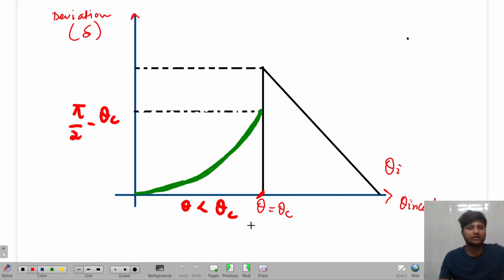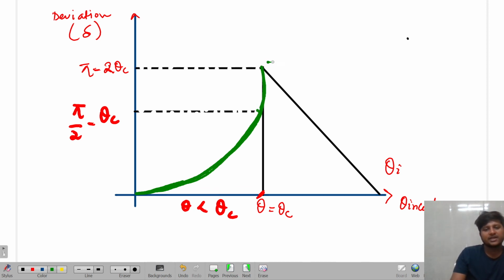Okay, so now look at how I will plot. So this is the value. What is this value? This is pi minus twice theta I. Okay, this value is how much? Pi minus twice theta c, sorry, not theta I. And what is happening over here? How to draw the graph? This deviation increases till which value? Till the value of pi minus twice theta c.